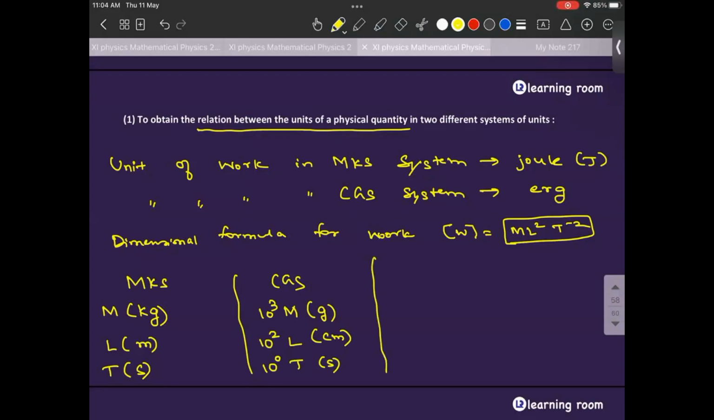So if I combine everything and write, left hand side I get ML T minus 2. Right hand side I get 10 power 7 times 10 power 5 times... yeah, 10 power 7 L square, right? Yeah, I get 10 power 7. So 10 power 7 times ML square T minus 2.